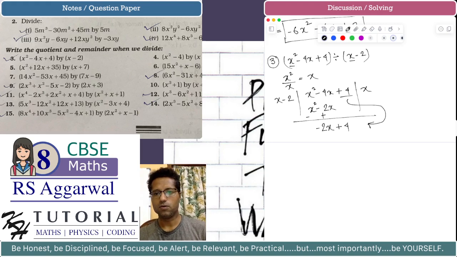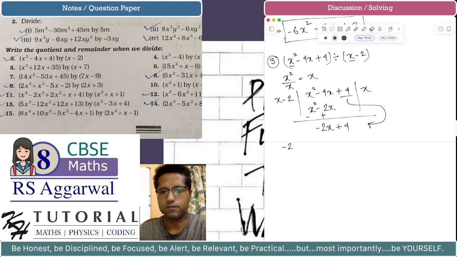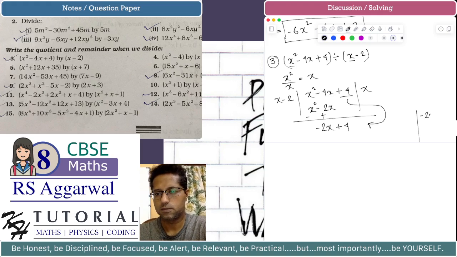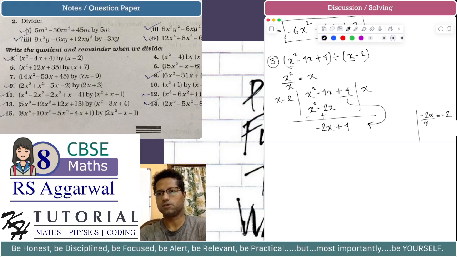Again, you have to find the next term of the quotient. What will be the next term of the quotient? It will be the first term of the dividend, that is minus 2x, divided by the first term of the divisor, which is x. So minus 2x by x is minus 2. So minus 2 will be the next term of the quotient.